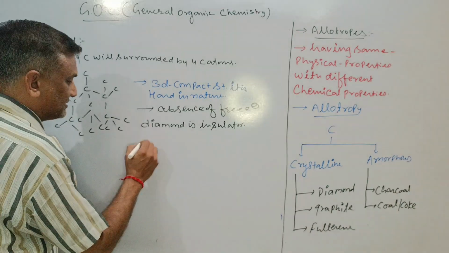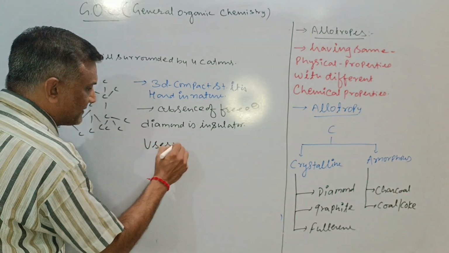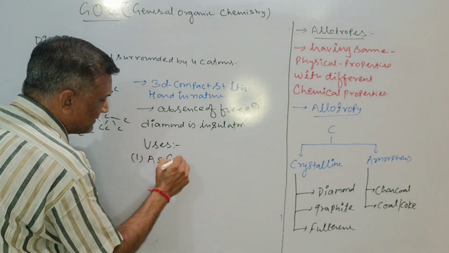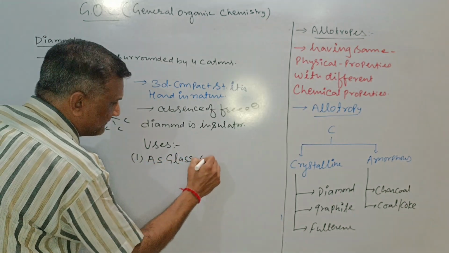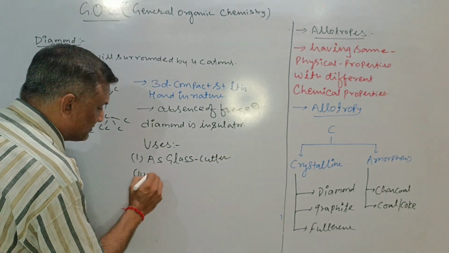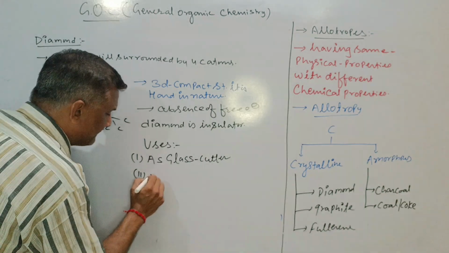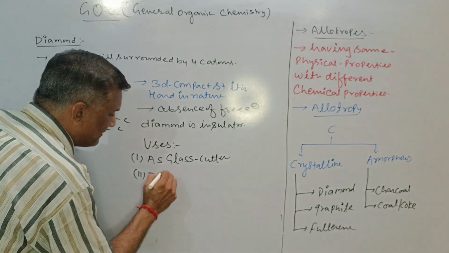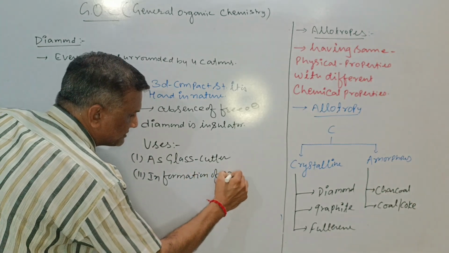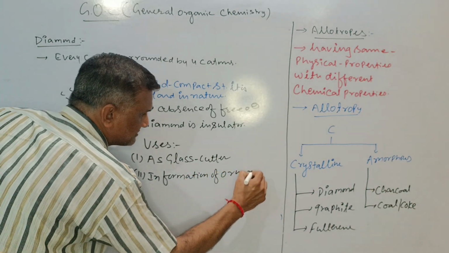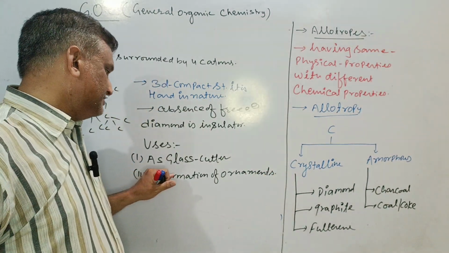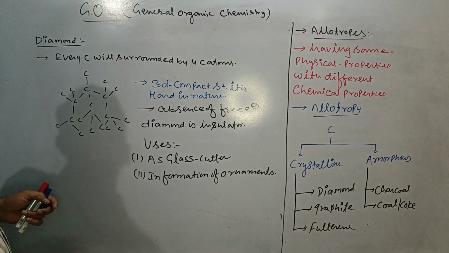Further, if you go with the uses, first is as a glass cutter. Glass cutter means it is used to cut glass. Second is in the formation of ornaments. It is also used in making ornaments. So these are the two important uses of diamond.